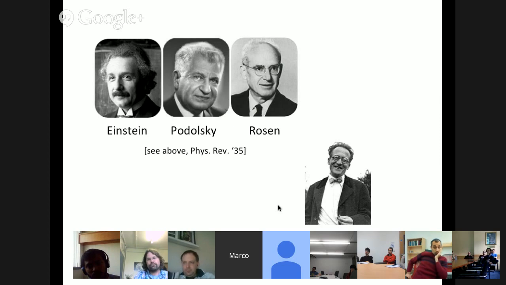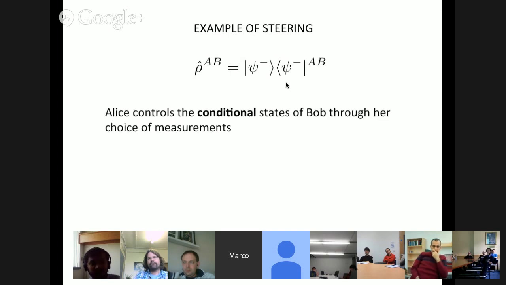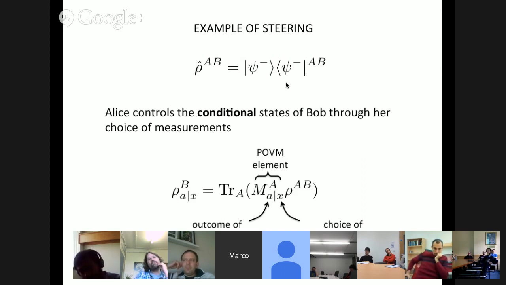What is this general feature? The idea is that if you have an entangled state, in this case the singlet of 2 qubits, Alice controls the conditional states of Bob through her choice of measurements. This is a formula that is probably very simple for you, but it's worth staring at. Here we have conditional states on Bob. These are not normalized states. They are normalized to the probability for their measurement and outcome to happen.